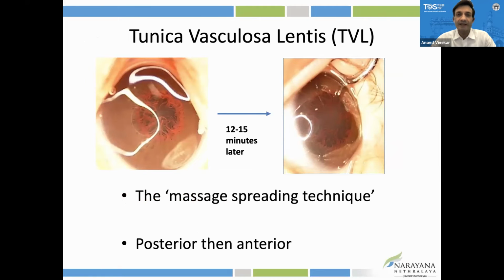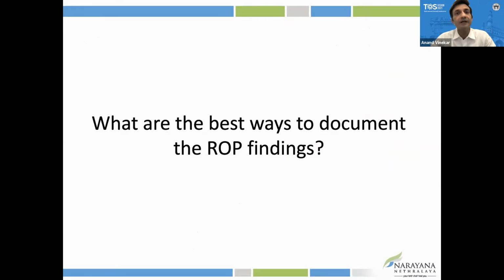Tunica vasculosa lentis is something that even general ophthalmologists and sometimes pediatricians see. And the importance here is that you don't need to go into doing anti-VEGF therapy just because you see a TVL. If you just are patient and do a digital ocular massage with your depressor, just as though you are going to laser, a lot of them actually dilate.